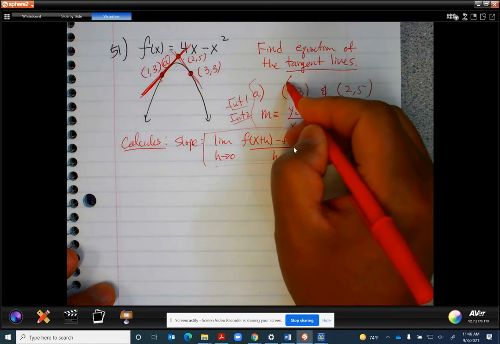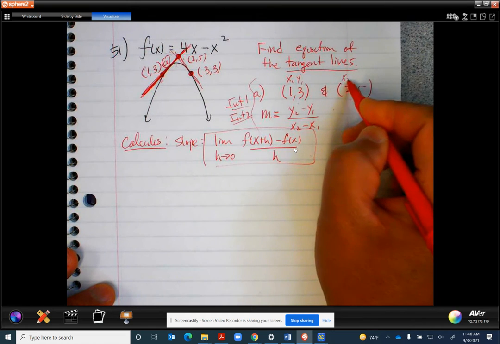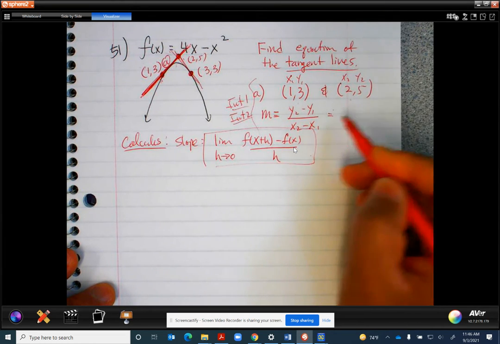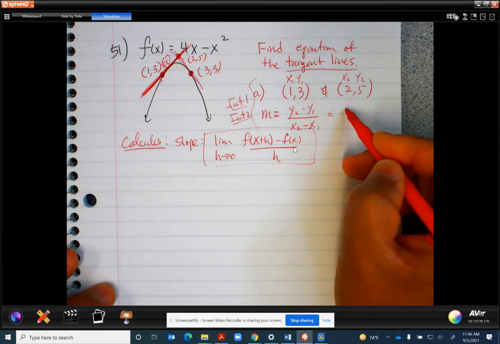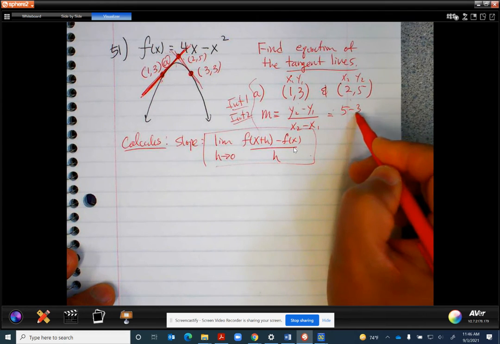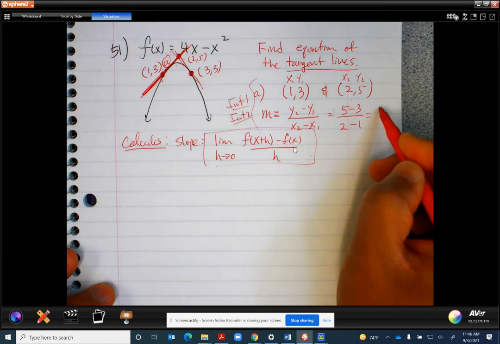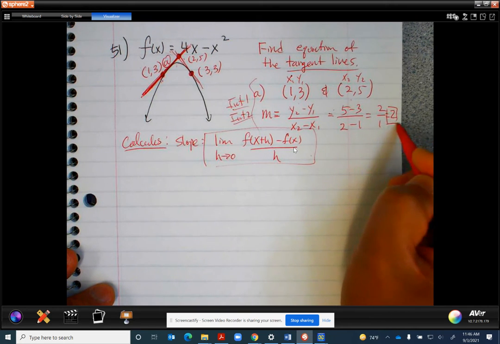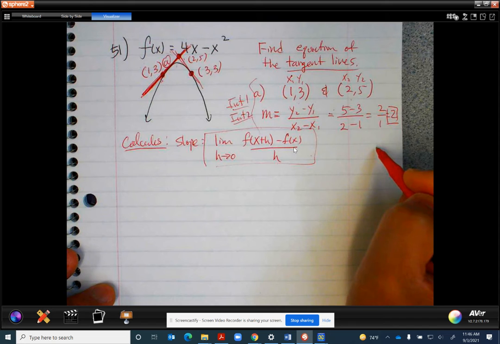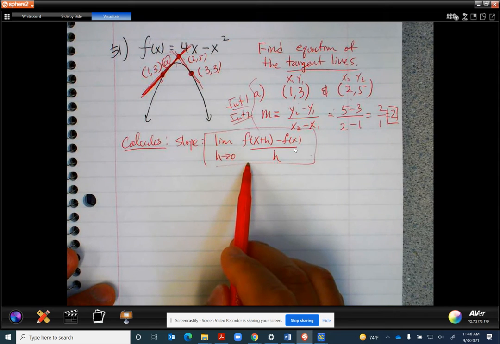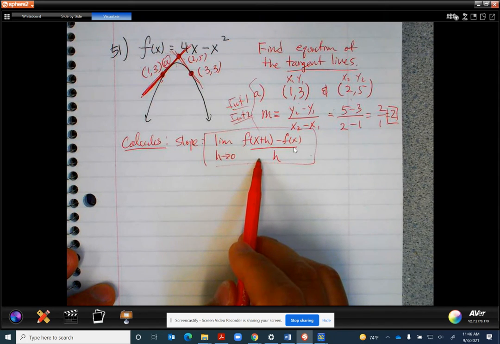You label this as x1, y1, x2, y2. So how do you find the slope? Isn't it 5 minus 3 over 2 minus 1, which is 2 over 1, which is 2? That's your slope. Is it coming back to you at all? That's your slope if you have 2 points. I can use the calculus method, but this method is a lot harder.